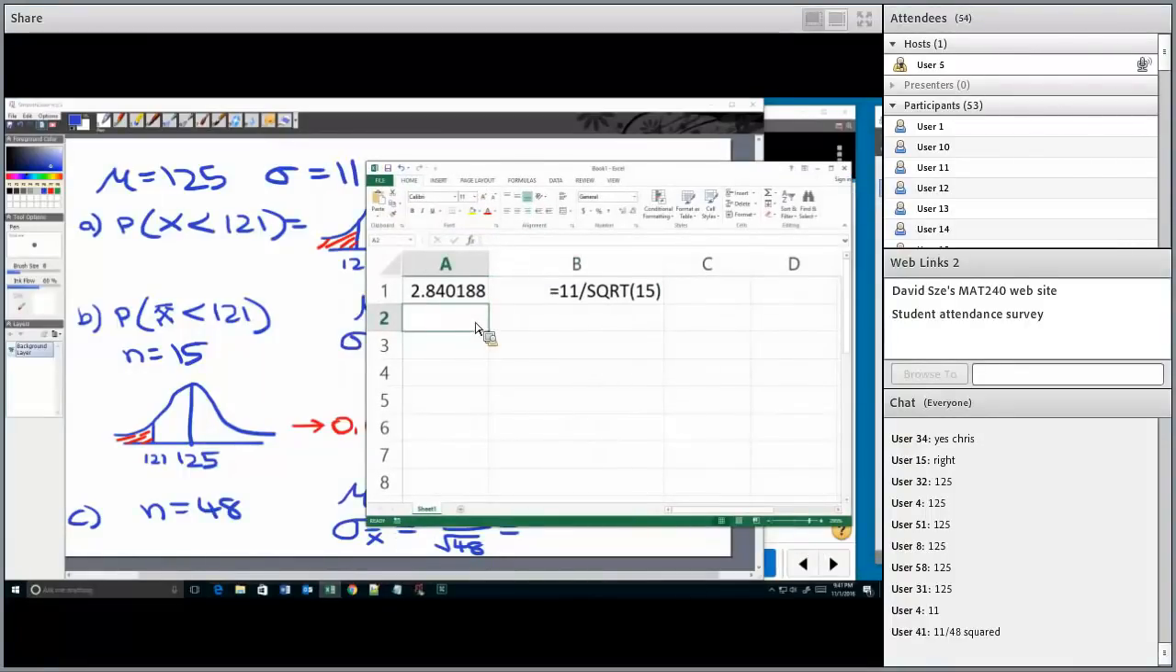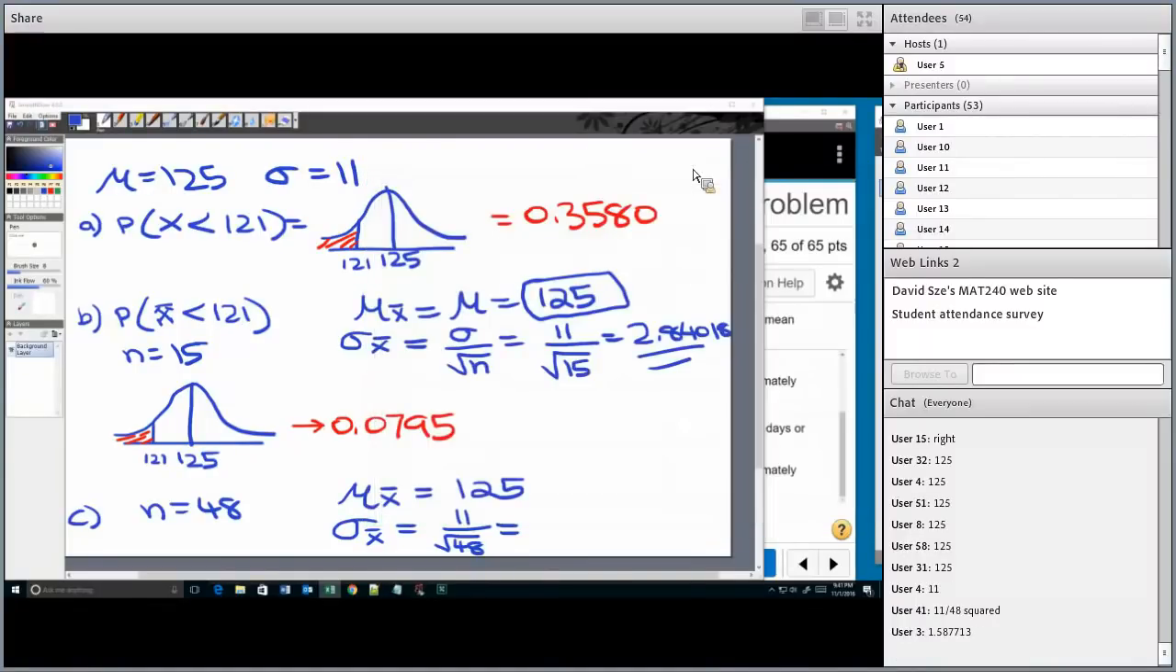So just like I typed this, I'm going to say equal 11 slash sqrt and parentheses, and I'm going to type 48 and then parentheses closed, enter, and I get my answer: 1.587713. Thanks, Donna. Thanks for typing it there. I'm going to copy it from you. This is your new standard deviation now.